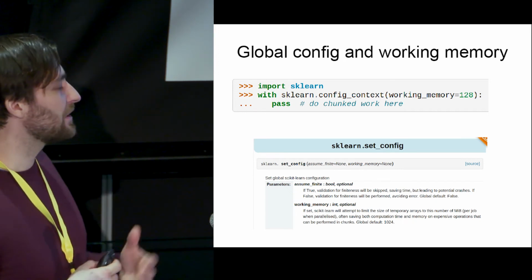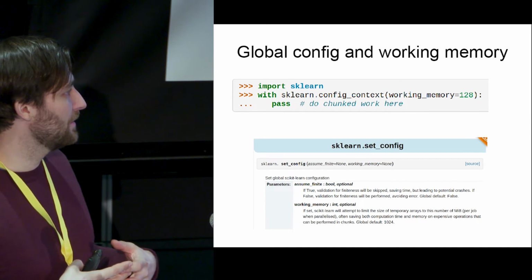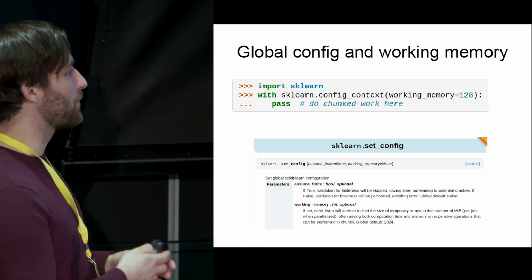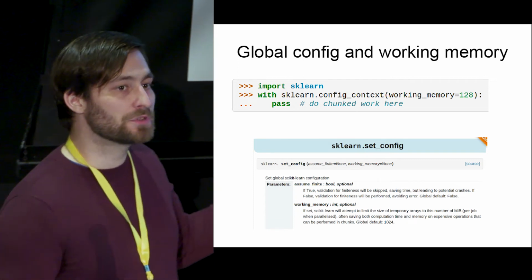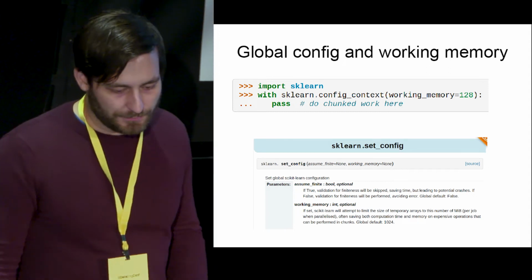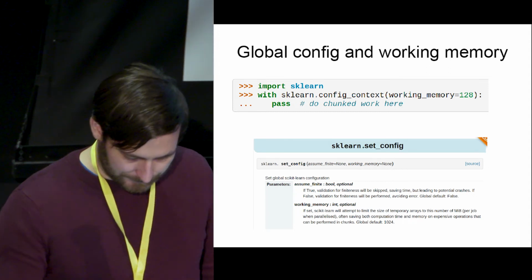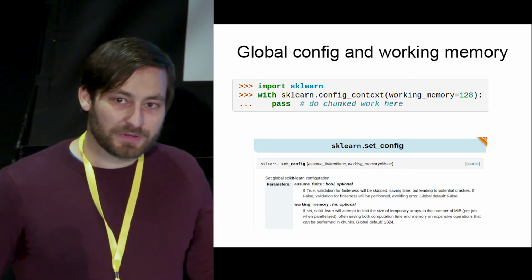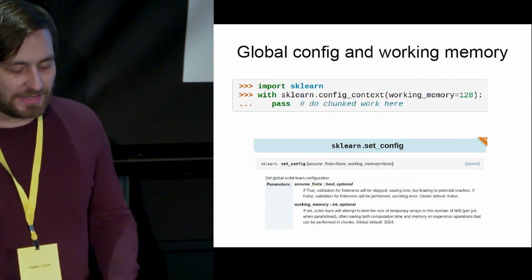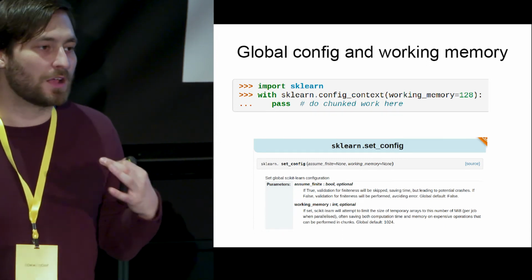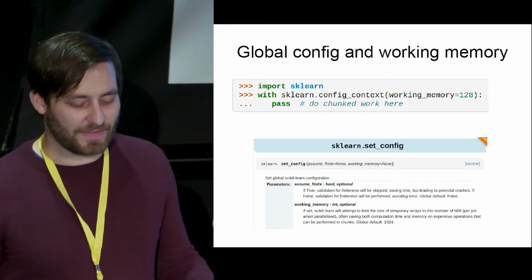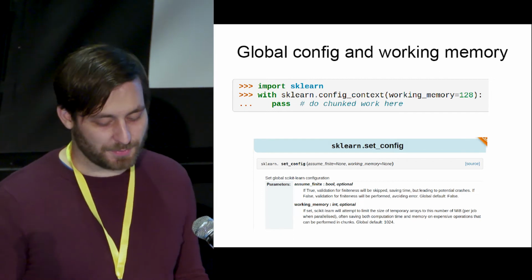This way you can do chunking that's appropriate to the memory you have. This is right now mostly used in distance computations, but it's probably going to be used more widely in Scikit-learn in the future. The reason why we need this is because it's very hard to detect automatically if your RAM is getting full. It's basically impossible for us to detect that, so we need you to tell us in advance how much RAM we're supposed to take.